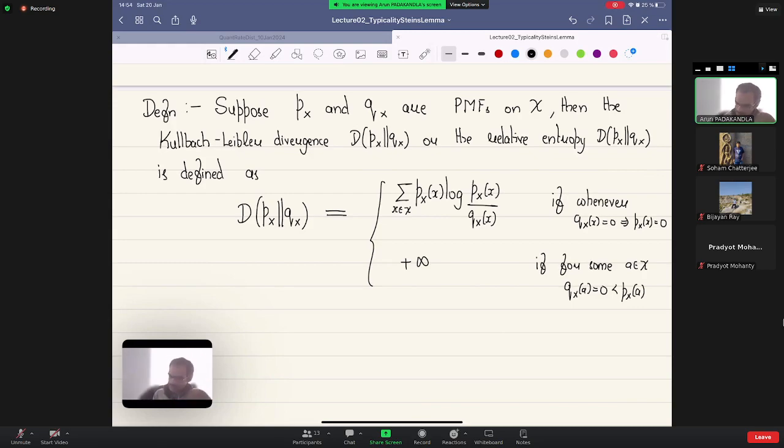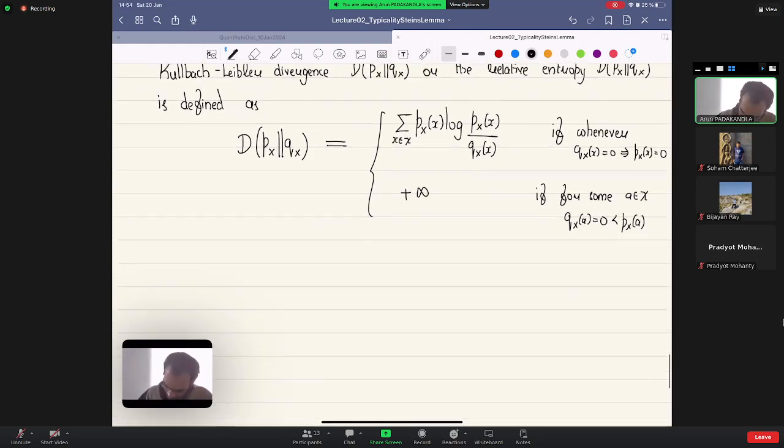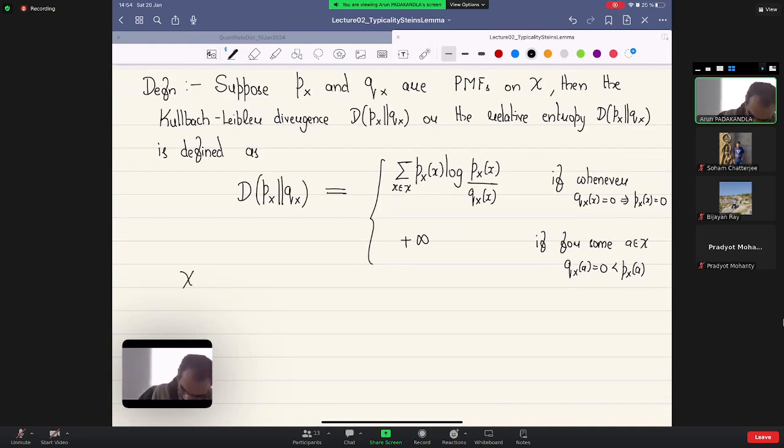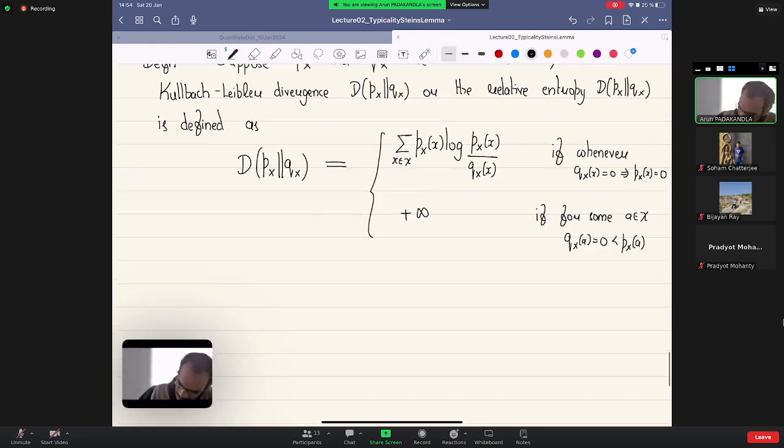Okay, so what is happening? Maybe I'll just write a small picture. So essentially, support of Q and support of P. Okay, let me just leave it like this, and then we'll make this more clear.